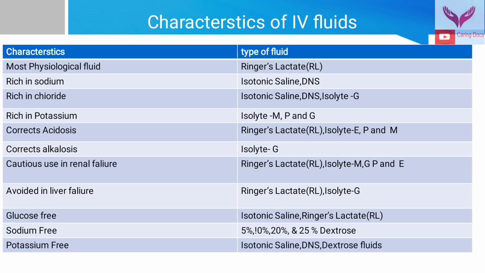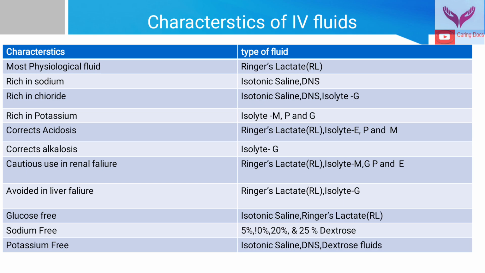So the most physiological fluid is ringer lactate. The fluid which is rich in sodium is isotonic saline or DNS. Fluid rich in chloride is isotonic saline, DNS, Isolyte G. Fluid rich in potassium is Isolyte M, P, and G. Fluid which corrects acidosis is ringer lactate, Isolyte E, P, and M. The fluid which corrects alkalosis is Isolyte G.